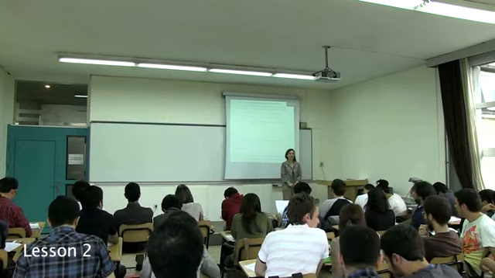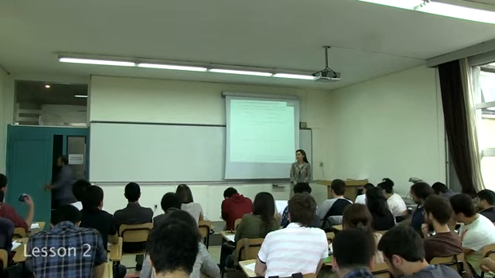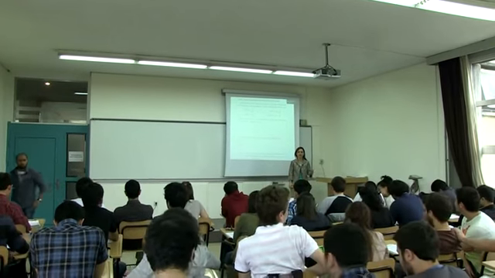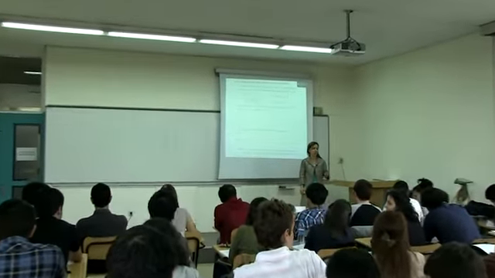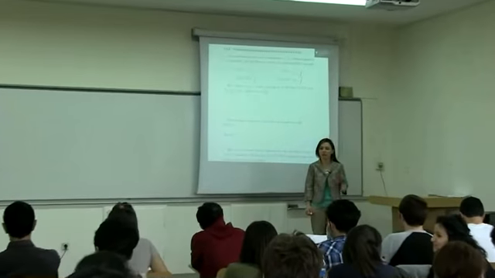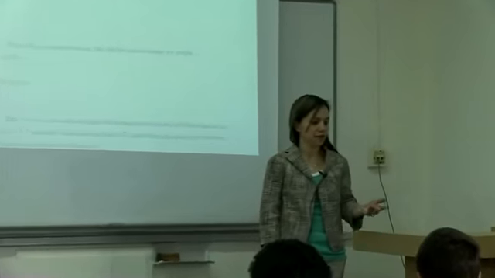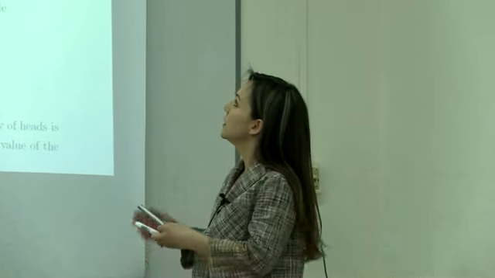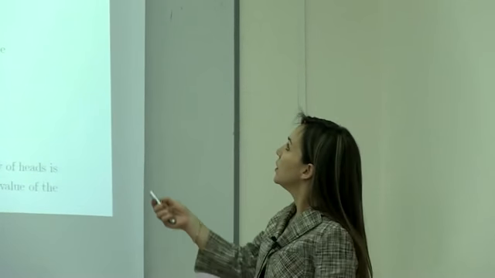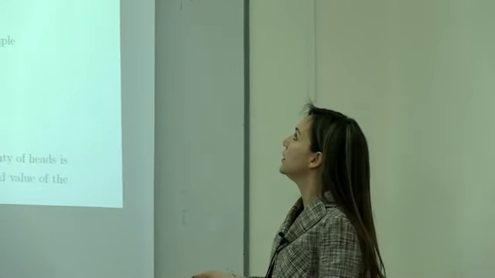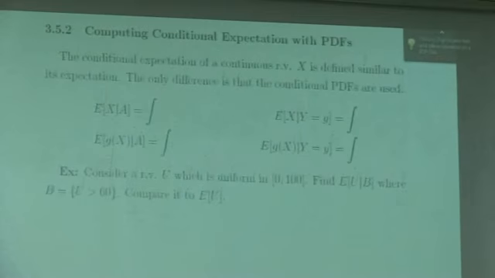All right. Last time we defined conditional PDFs. Those are the probability density functions for continuous random variables conditioned on an event or conditioned on another random variable. This part will be similar to a review. Computing conditional expectation: the conditional expectation of a continuous random variable is defined similarly to expectation. The only difference is that we use conditional PDFs.